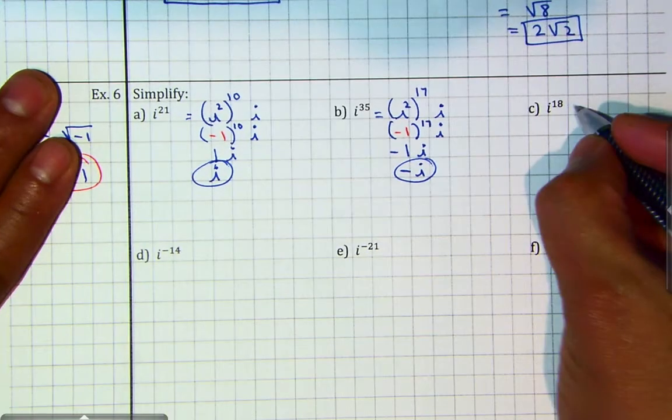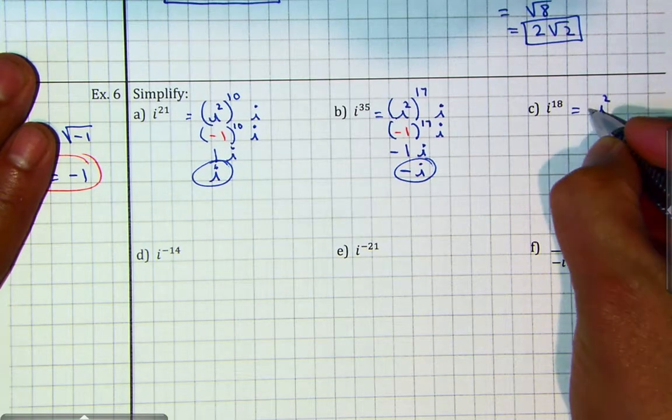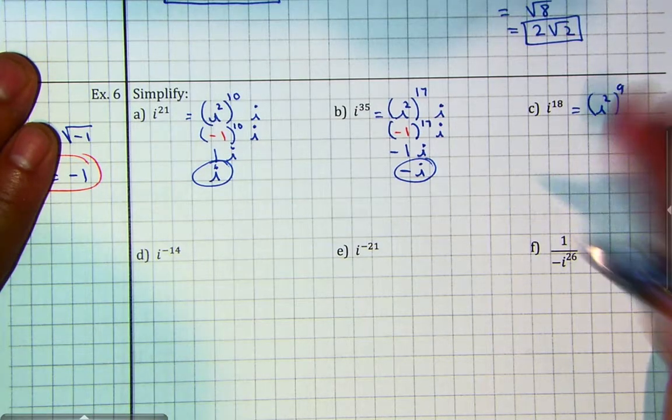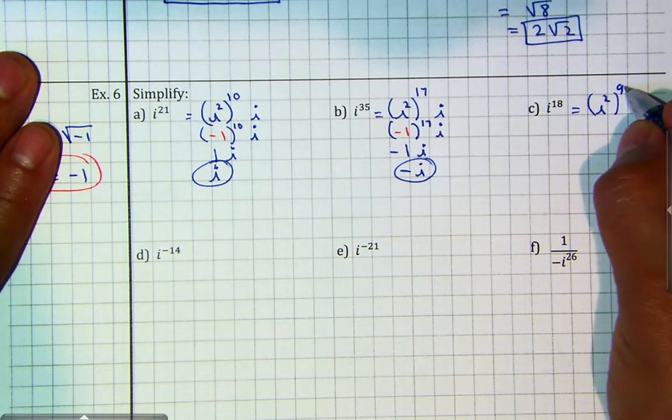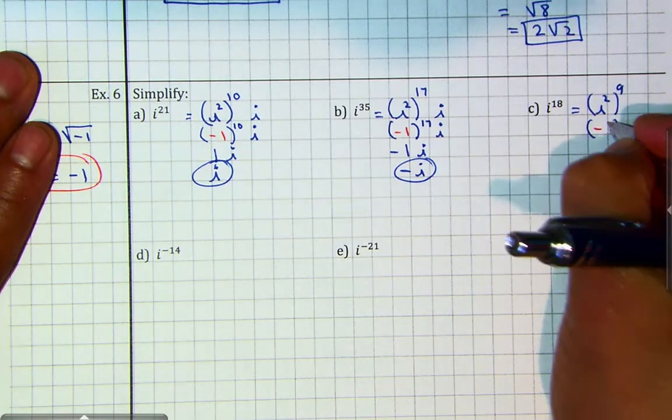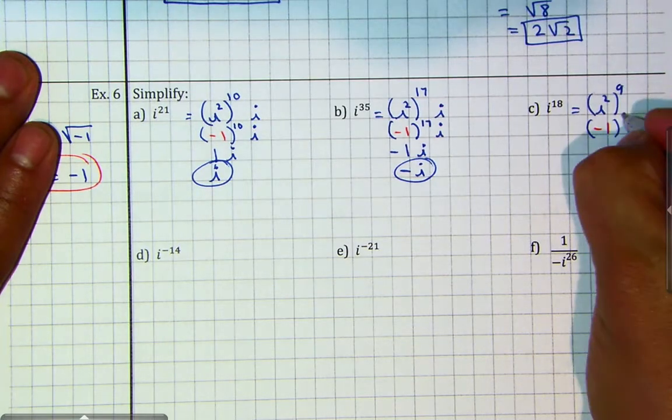i to the 18th. How many i squares do I have in 18? 9. How many are left? None. 2 times 9 is 18. We know that i squared equals negative 1. Negative 1 to the 9th power will be negative 1.